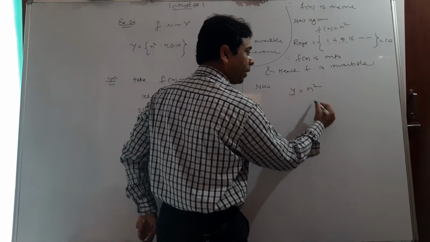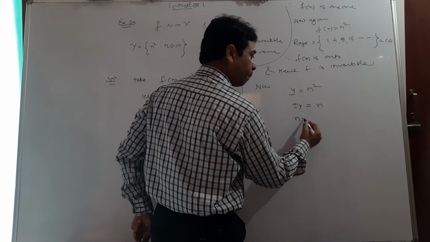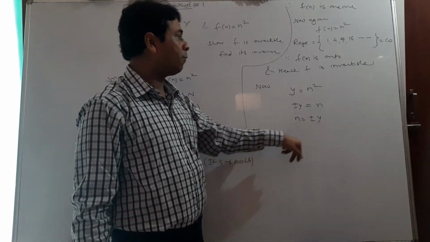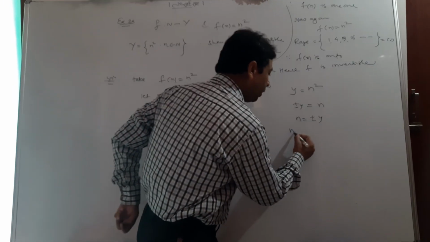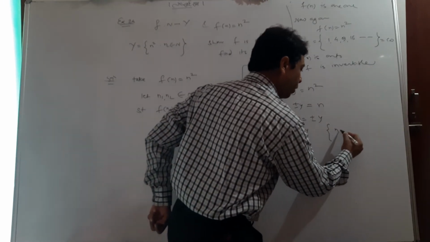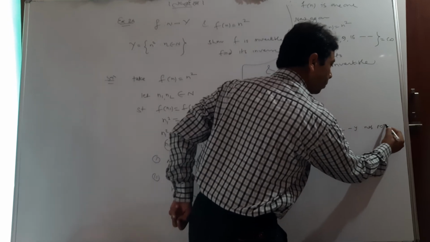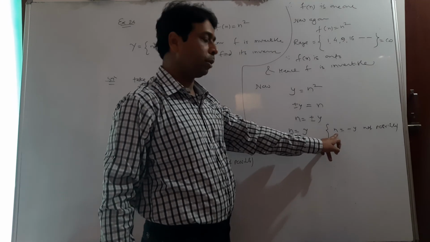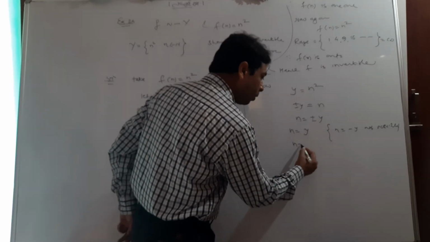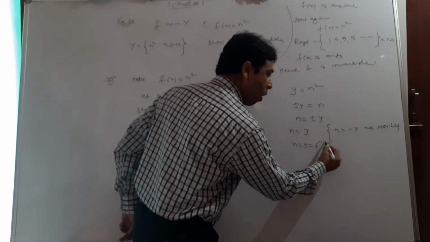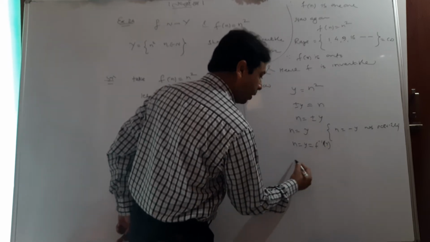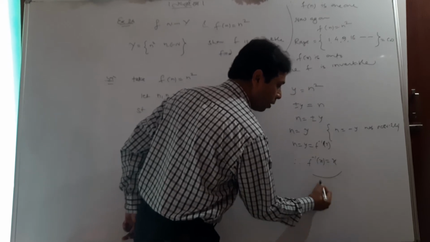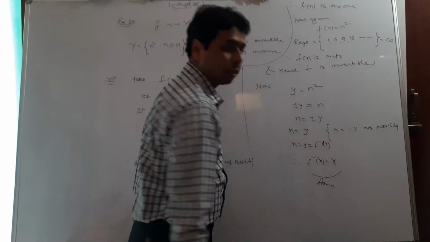So tell me, for the inverse, how to find n? n equal to plus minus root y. So minus cannot be possible, because n equal to minus root y is not possible when n is a natural number. So only n equal to plus root y. So n in the form of y will be f inverse of y. And I have taught you that lastly the answer must be in the form of x, so f inverse of x will be root x. And that's the answer.